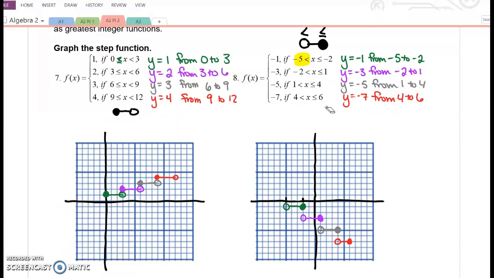piecewise functions are functions, which means when you draw a vertical line through this function, you should never touch more than 1 point at a time. That's why we have a closed circle and an open circle directly on top of each other, so that no matter what, you don't have more than 1 point on a vertical line, so it still follows the definition of function.